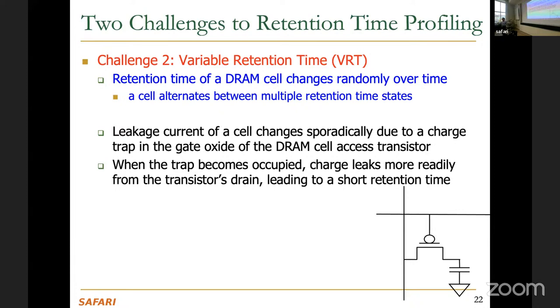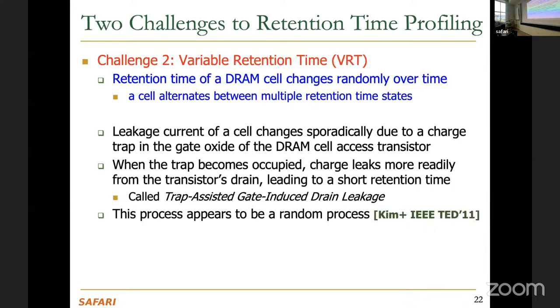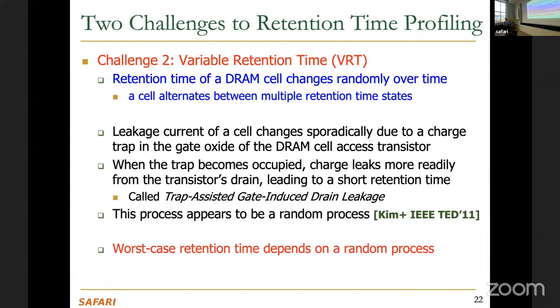This trap randomly becomes occupied. Whenever this trap becomes occupied, charge leaks more readily from the transistor's drain, and that leads to a short retention time. You can think of this with the picture I showed you: that fire hydrant once in a while dumps a lot of water, and this happens randomly. This is called trap-assisted GIDL, gate-induced drain leakage. Previous work in electron devices conferences showed that this is a random process. The takeaway is that the worst case retention time of a cell depends on a random process. Can we easily determine the worst case given this fact?